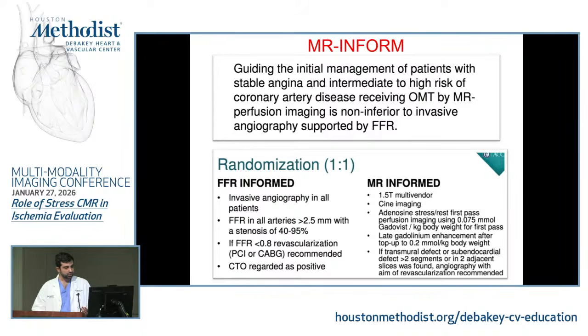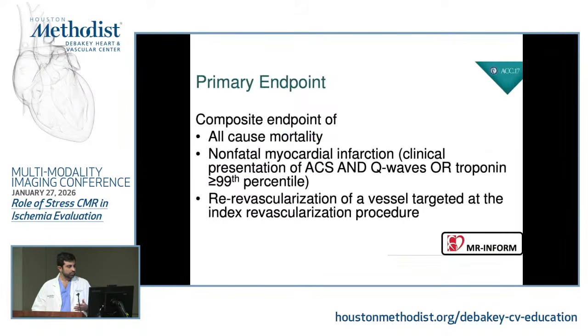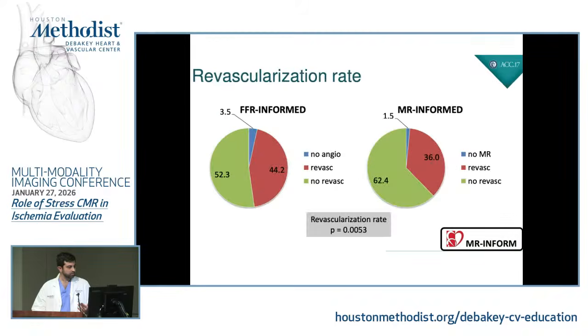So people were randomized to undergo a stress test versus invasive cath with FFR, and then essentially looked at presence of scar, like I was referring to earlier, and then the extent of ischemia. And if people had a positive scan, then they went to cath, obviously. So the endpoint was all-cause mortality, non-fatal MI, and then revascularization targeted at the index revascularization procedure, whatever that means.